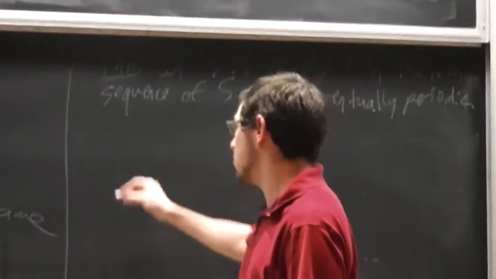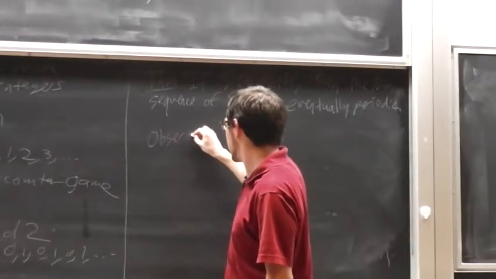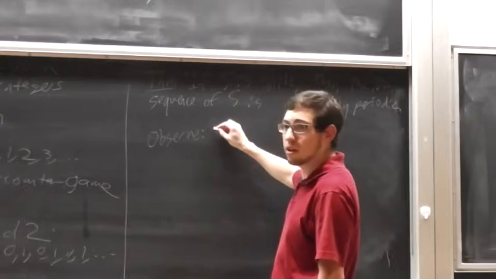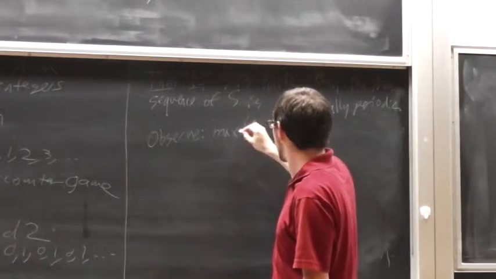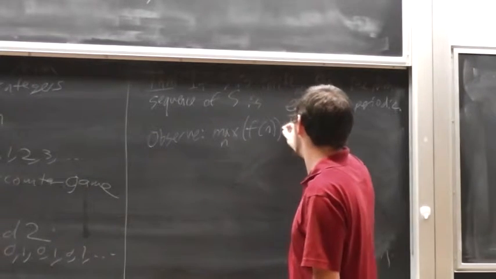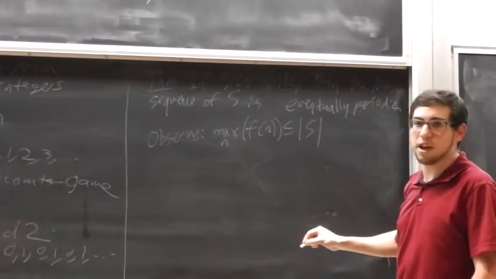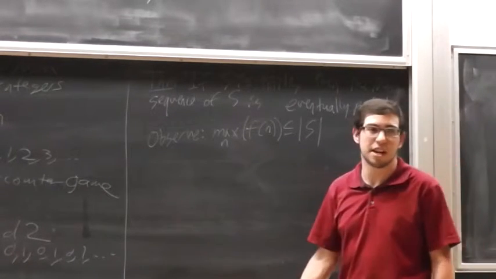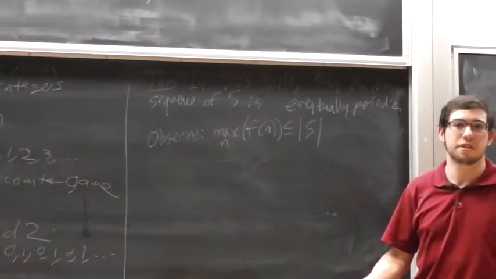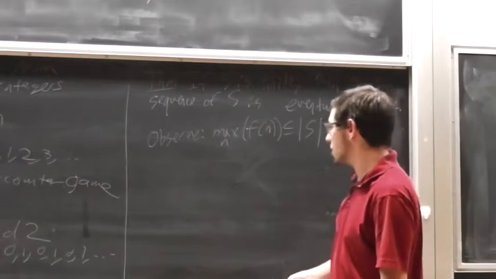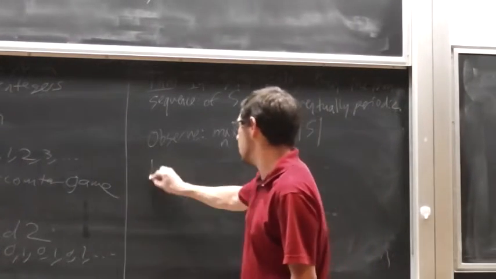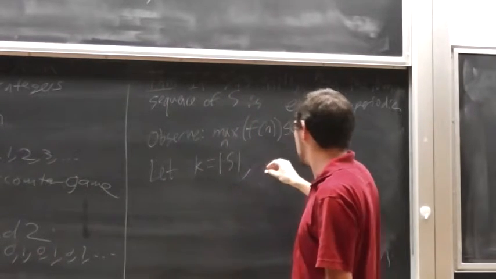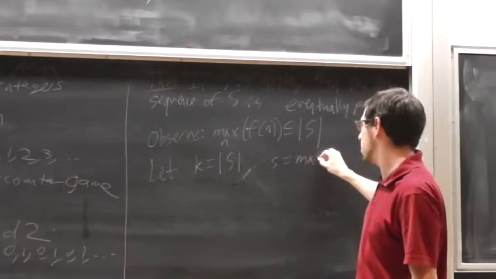So to prove this, we're going to observe that the maximum over n of f of n is at most the size of S, because the max of a set of a certain size can never be more than the size of the set. So we're going to let k equal the size of S and let s equal the maximum element of S.